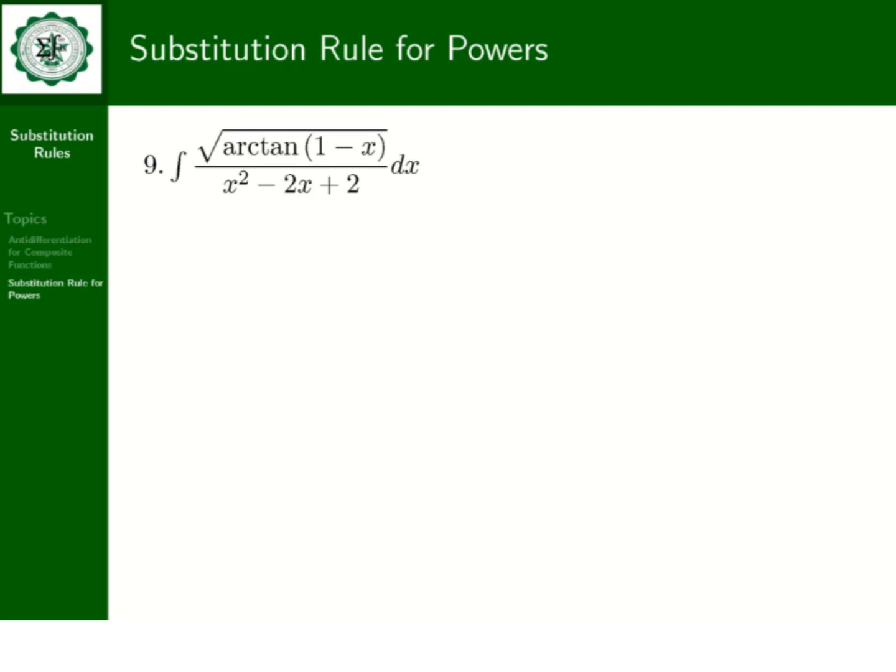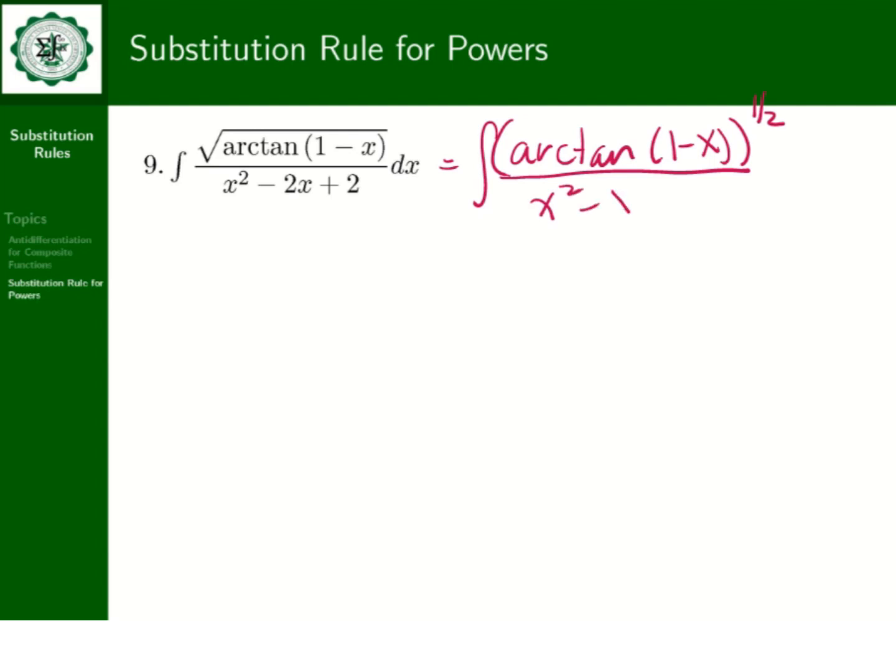Next, we have the indefinite integral of the square root of arctangent of 1 minus x over x squared minus 2x plus 2 dx. So let us first rewrite this as arctangent of 1 minus x, raised to 1/2, all over x squared minus 2x plus 2 dx.